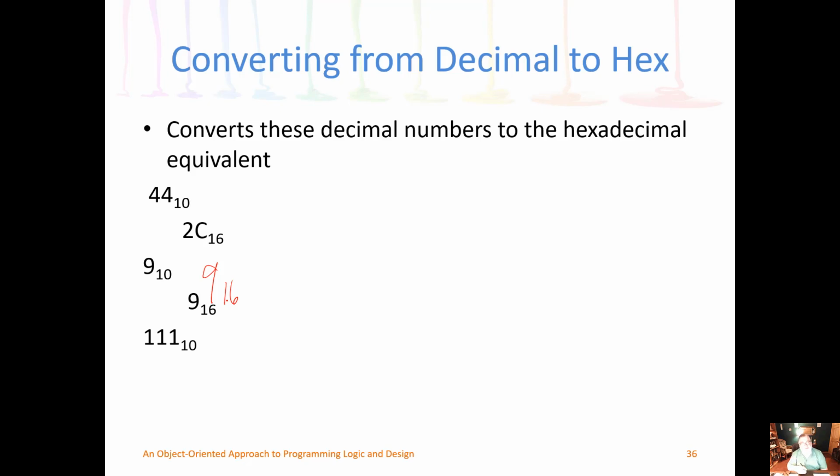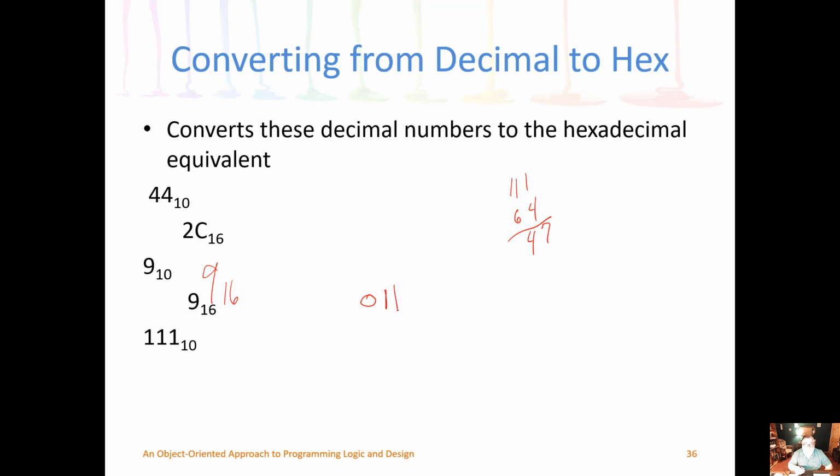111 in decimal. Okay, so we have 111 decimal. So, let's see. 2 to the 7th is 128, so that's too big. 2 to the 6th is 64, so that's good. So we have 111 minus 64. 4 from 11 is 7. 6 is 47. Okay, so we have 47 left.